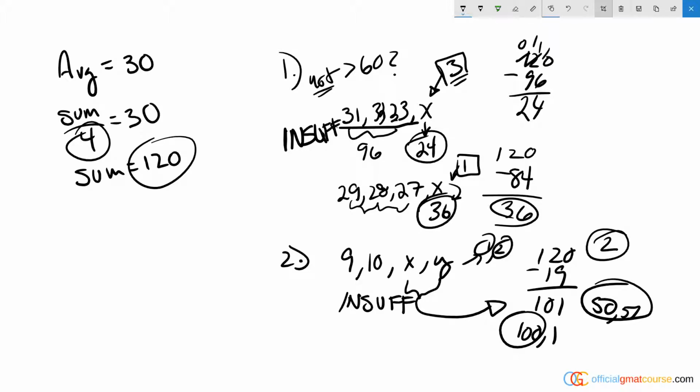Now let's take these 2 situations together. Statement 1 says none of the 4 numbers is greater than 60. Statement 2 says 2 of the numbers add up to 19. They're 10 and 9. And so if we look at this, we say, okay, we have 10 and 9, X and Y, and we have to add up to 120. We already have 19 of it, so we need 101, but none of the numbers can be greater than 60. Okay, is it possible to make one of these less than 30?